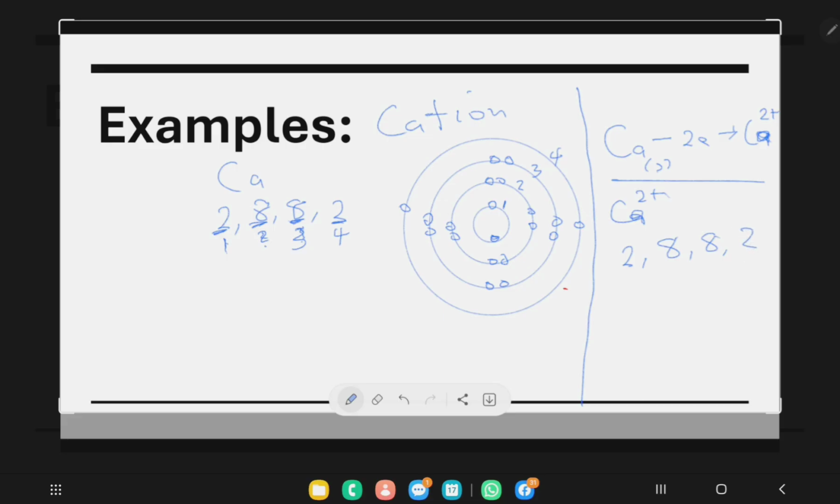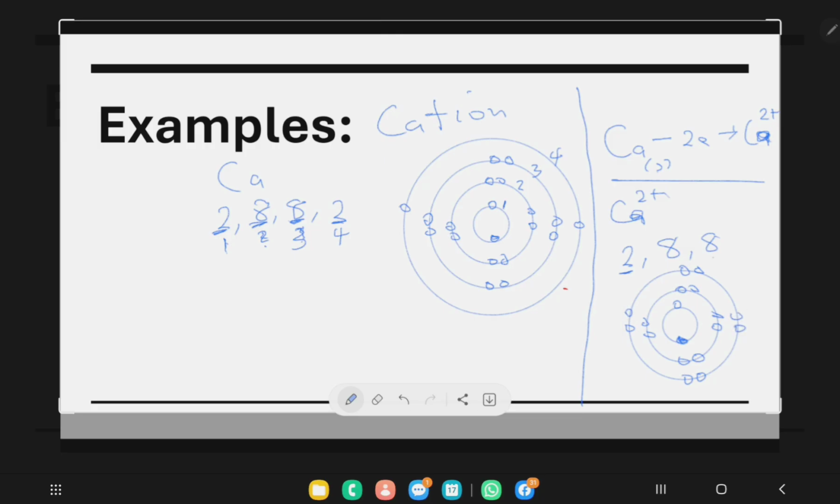Now, if you represent it diagrammatically, I'll make it small so that it will fit here. We'll have the 2 electrons in this shell. Sorry, that's a mistake, this has been gone. So the second one has 8 electrons. Then the third one has 8 electrons.